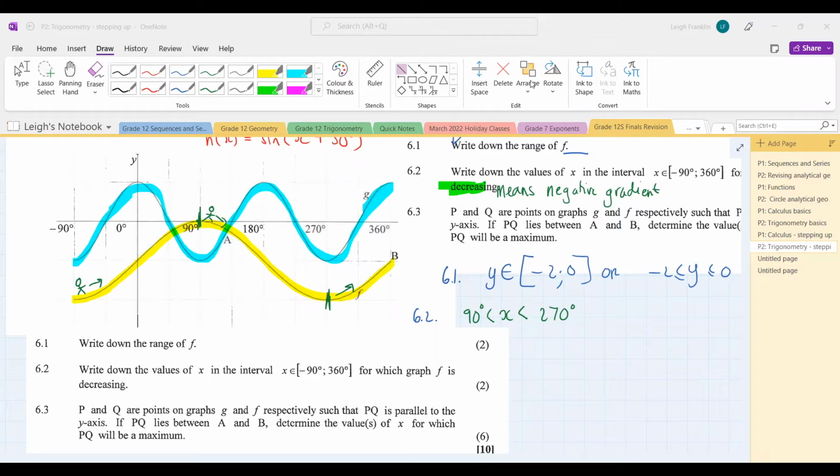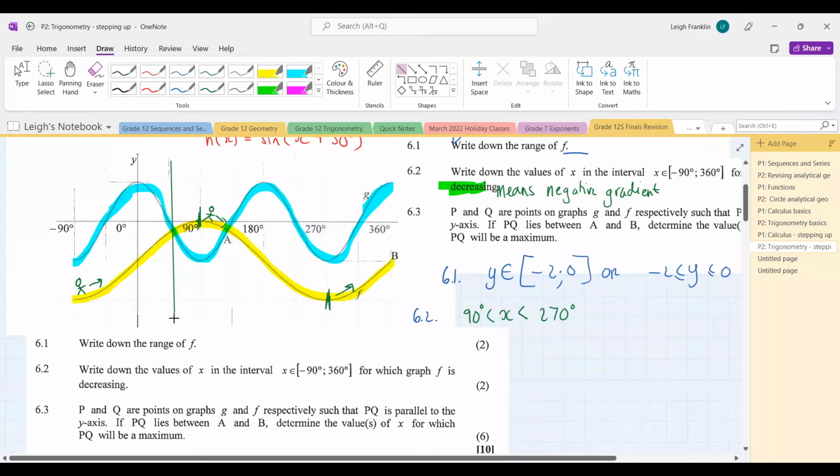Okay, so if it's parallel to the y-axis, it has to be a vertical line in order to be parallel to the y-axis. Does that make sense to everybody? It has to be a vertical line if it's parallel to the y-axis. So what we're going to do is take this vertical line and move it a little bit, all right?